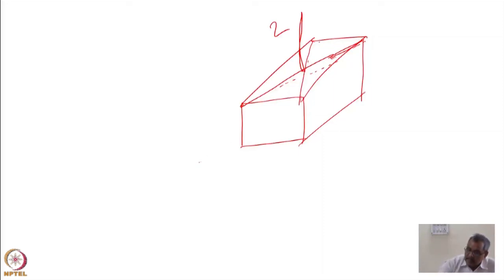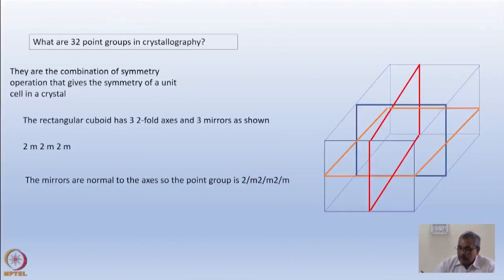I have one more axis at the intersection of the diagonals in this face and one more here. So there are three two-fold axes. But interestingly, normal to these axes, I also have mirror planes. This is one mirror plane, normal to the axis on this face. This one is a mirror plane normal to the vertical axis. And this is one more mirror plane normal to this axis. So there are three mirror planes. That means I have three two-fold axes and three mirror planes.